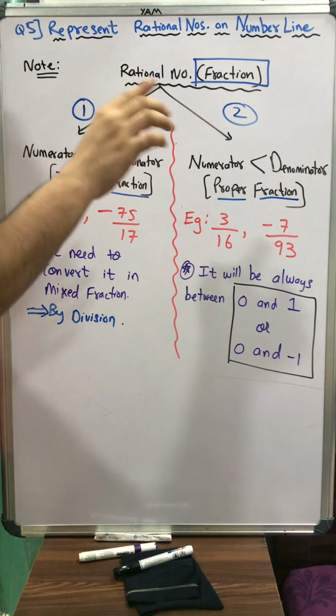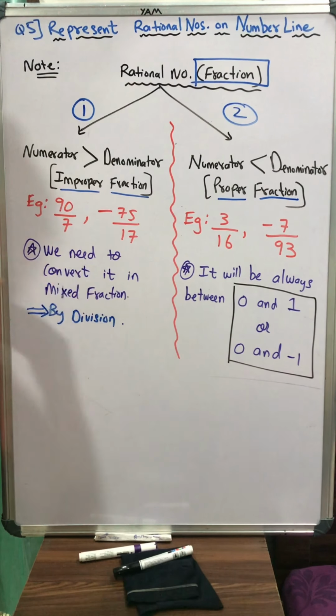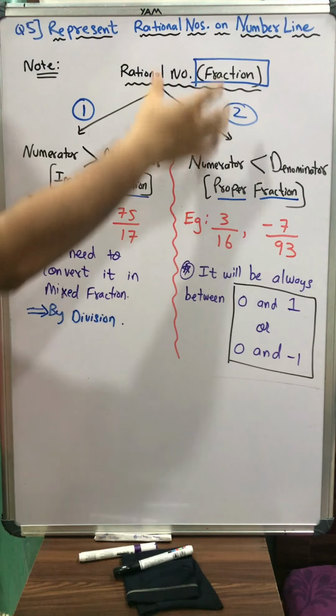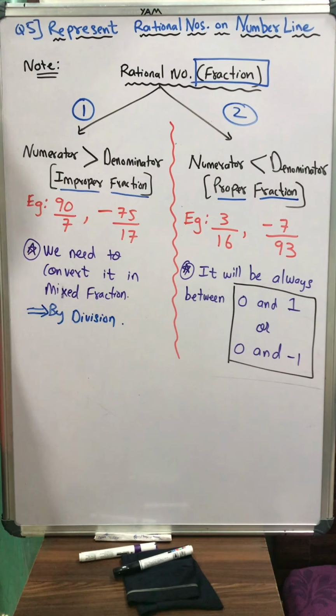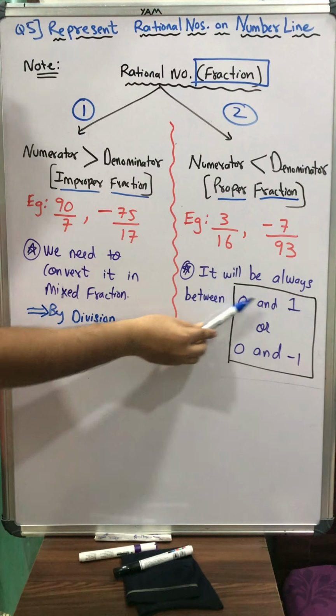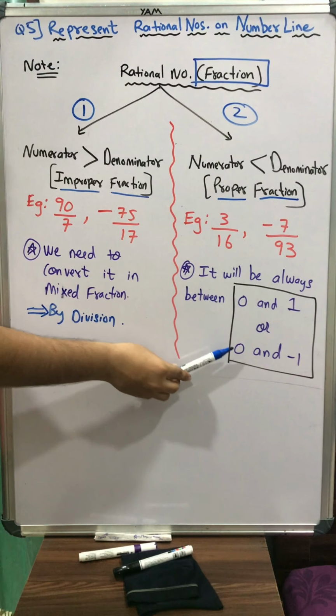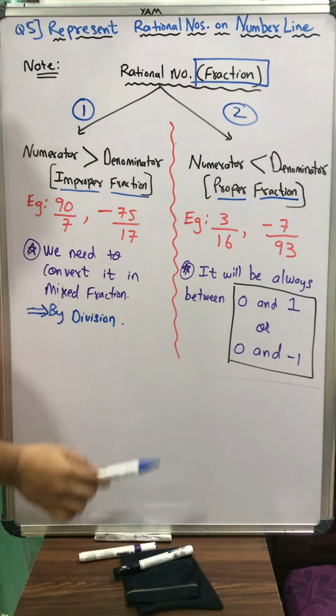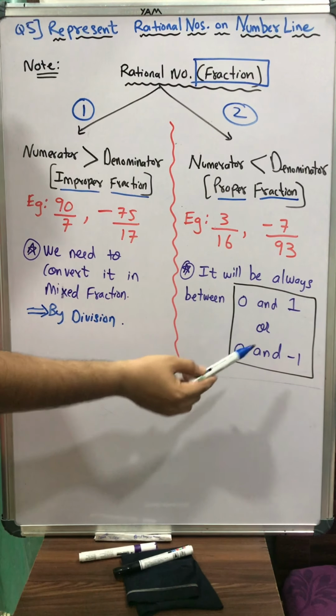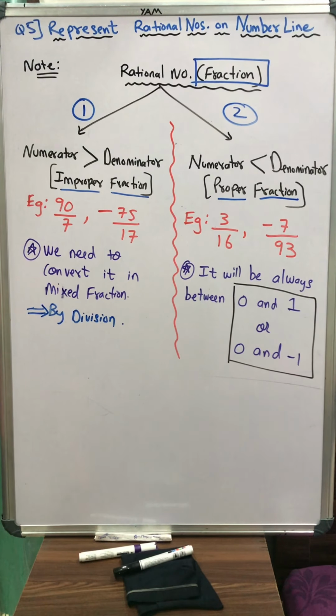It will be from 0 point something. So when you will plot any fraction on the number line in which numerator is small and denominator is big, your number will come either between 0 and 1 or it can come between 0 and minus 1. If positive, it will come between 0 and 1 on the number line, and if negative, it will be between 0 and minus 1.